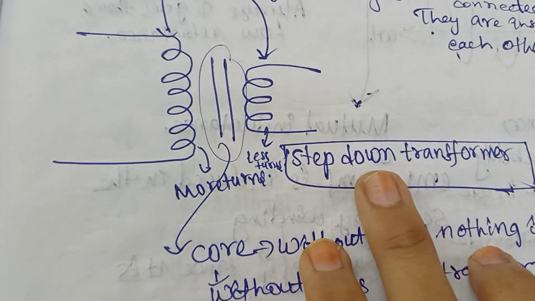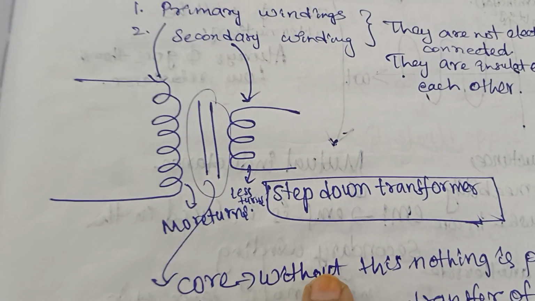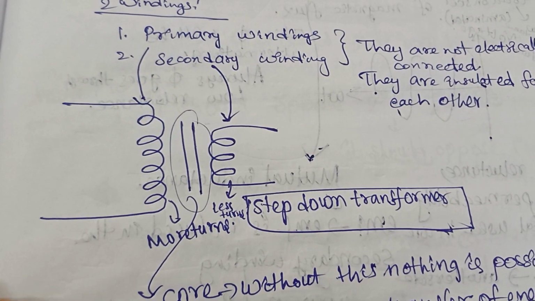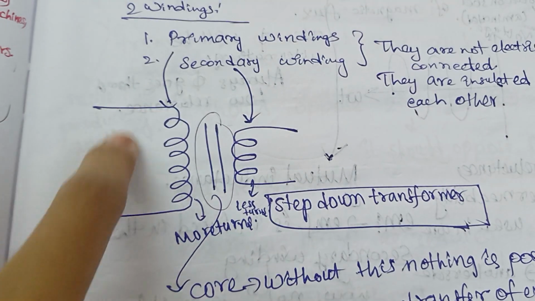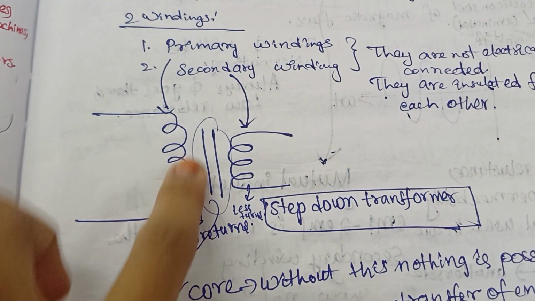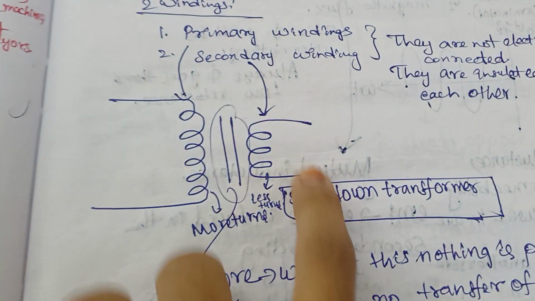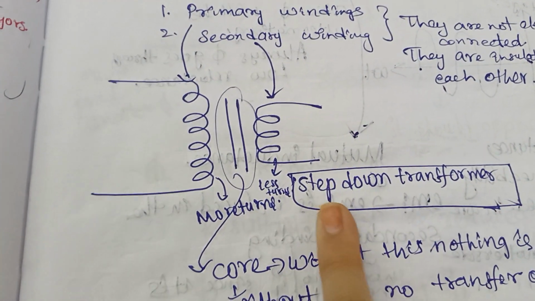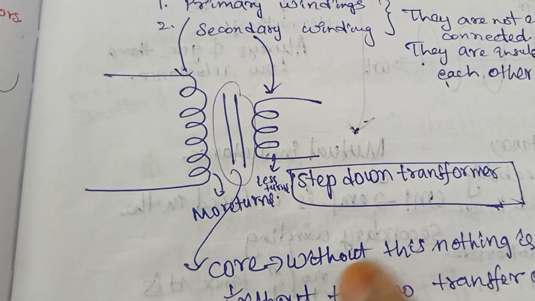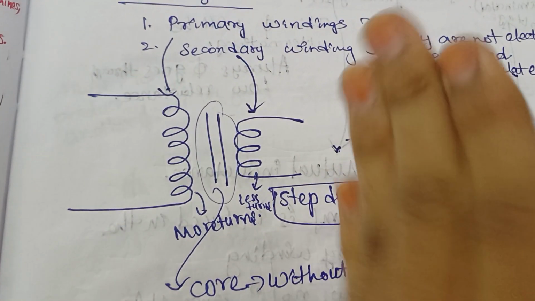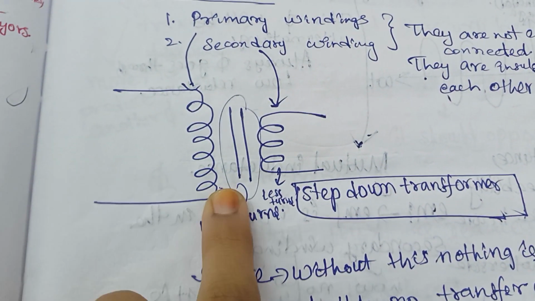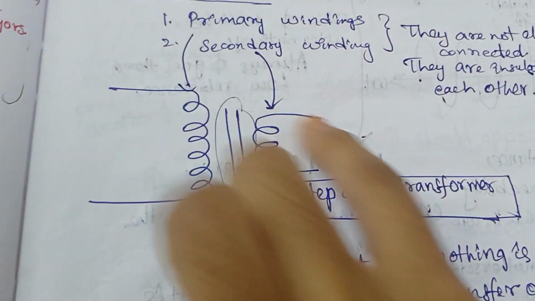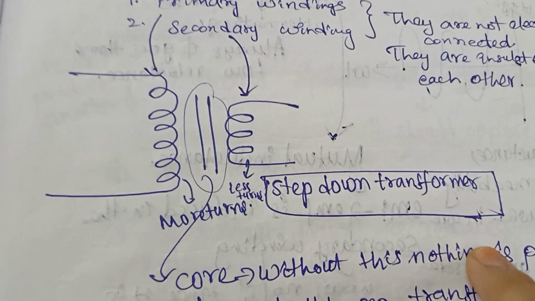Now coming to types of transformer, you will have a step down transformer and a step up transformer. Whenever your primary winding has more number of turns and the secondary winding has less number of turns, it is said to be step down. To avoid confusion, I'll give you a simple tip: if the primary is at a higher position and the secondary is at a lower position, it means you are going down, so it will be a step down transformer.